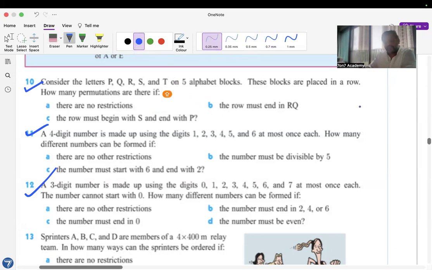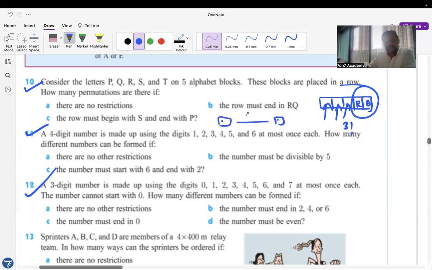Now the row ends with, starts with, you don't know, but you fix these 2 positions, R and the other one Q. So you have choice only for 3 positions, and those 3 positions will be filled in 3 factorial ways. If the row begins with S, you fix it here, and you end here, so again 3 factorial. So 6.